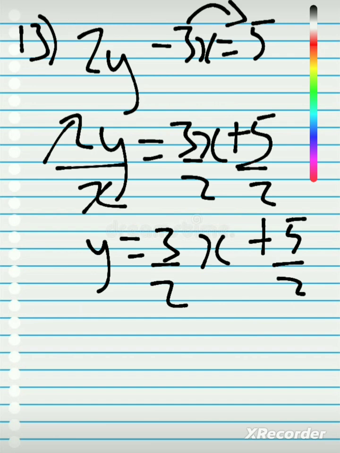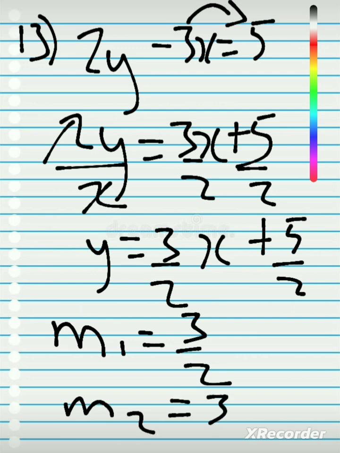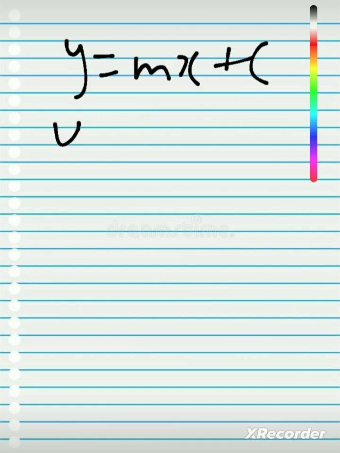Okay, so our m for the first line, we'll call it m1, is 3 over 2. This is the same gradient for the parallel line because parallel lines have equal gradients. So m2 is 3 over 2. Now that we know the gradient of the parallel line and we have been told that it passes through (-2, 3), we can find the equation. We know the standard equation is y is equal to mx plus c. We know what our m is, which is 3 over 2 x plus c.